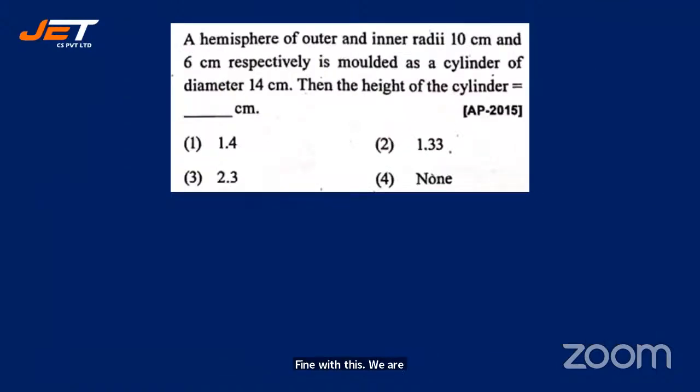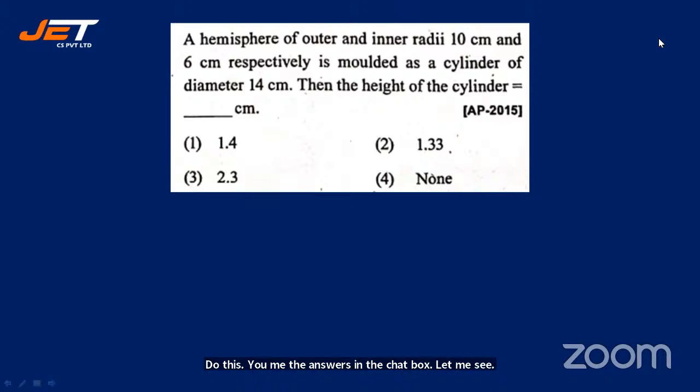A hemisphere of outer and inner radii 10 centimeter and 6 centimeter respectively is molded as a cylinder of diameter 14 centimeter. Then the height of the cylinder is dash centimeter. So let me give you a chance. Do this. Give me the answers in the chat box. Let me see.